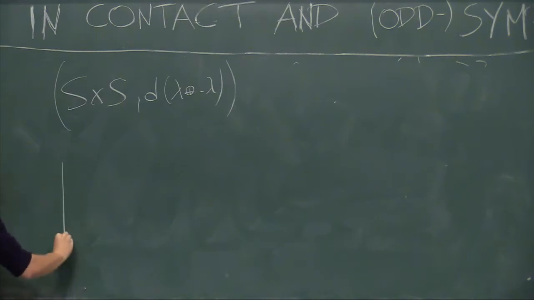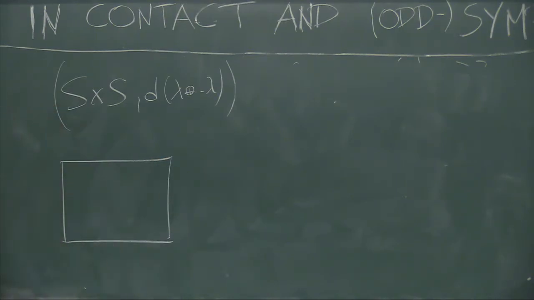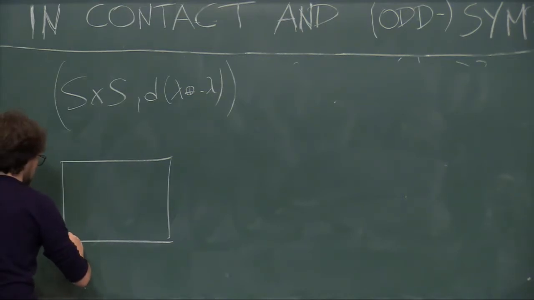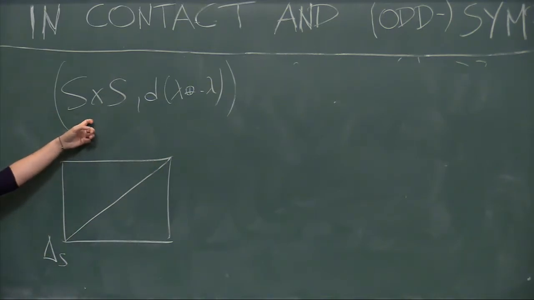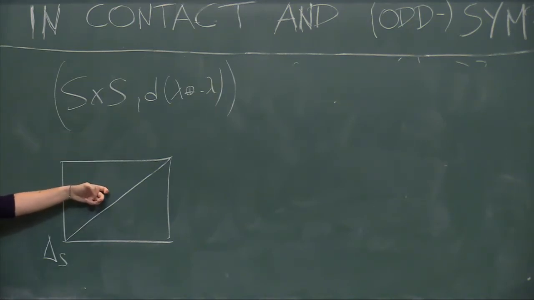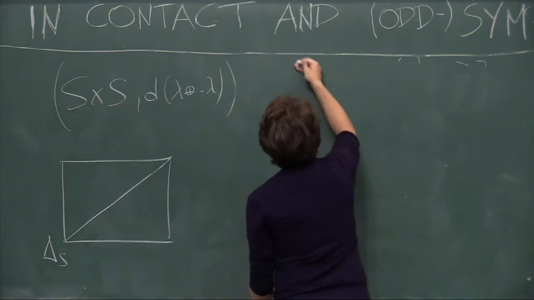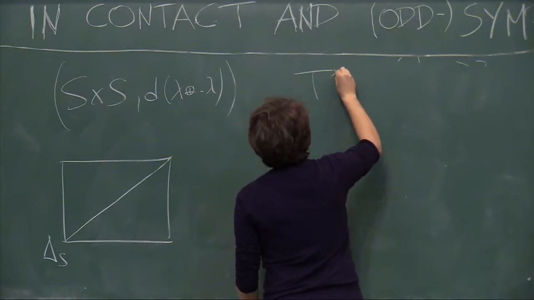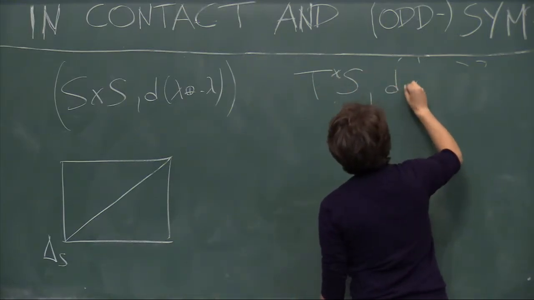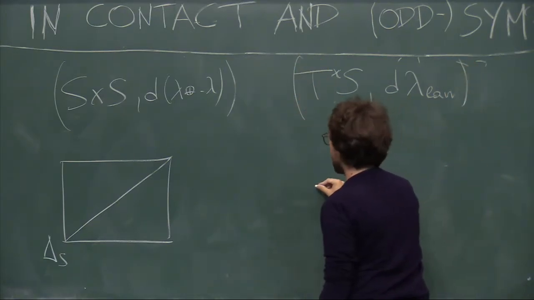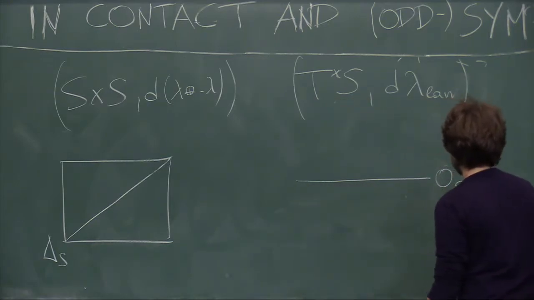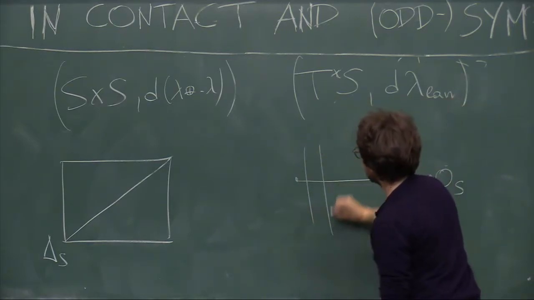I draw a very simple picture. So this is S times S, and then here we have the diagonal of S. And this is an exact Lagrangian inside this symplectic manifold. And on this other side, I can consider the cotangent bundle of S with the standard symplectic form. On this side we have the zero section, and this is the cotangent bundle.